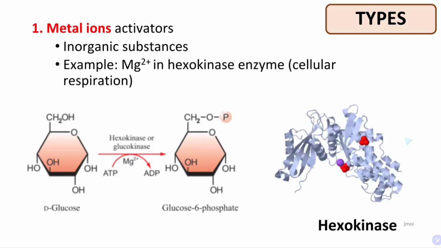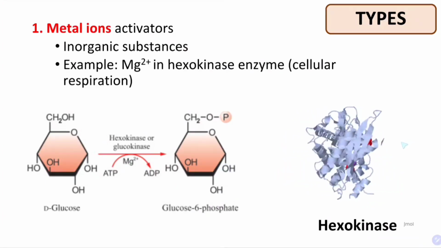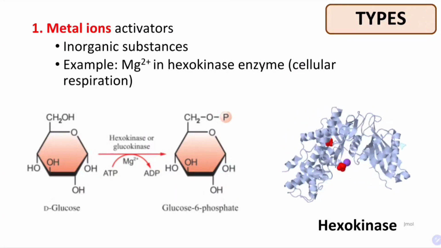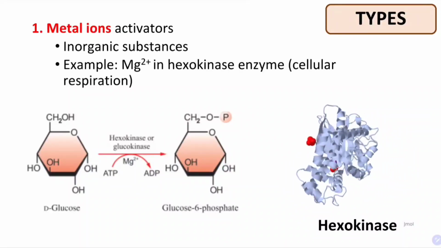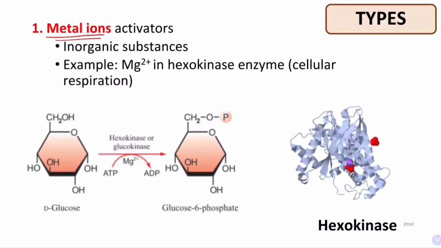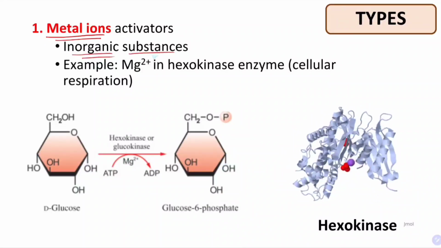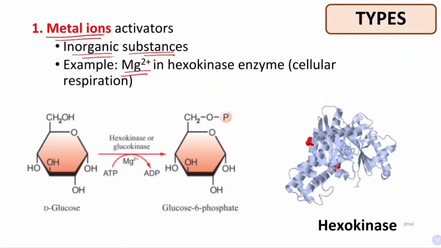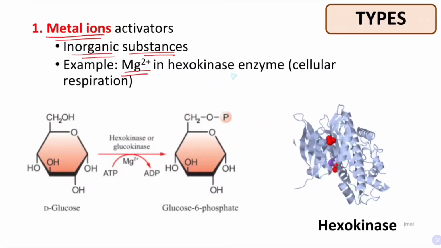So next, you must be able to state and give example for the three main types of cofactor. So the first one is metal ions. So what is metal ions? They are inorganic substances, for example magnesium in hexokinase enzyme.